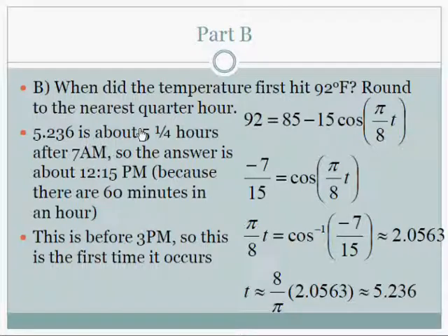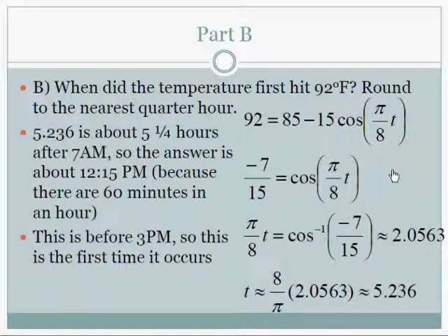We have our temperature function in terms of our time in lowercase t. We'll set that equal to 92 and see what happens. First we need to get our cosine function all by itself. So you subtract 85, and 92 minus 85 is 7. You then divide everything by negative 15. On the left side you now have negative 7 over 15 equaling the cosine of pi over 8 t.